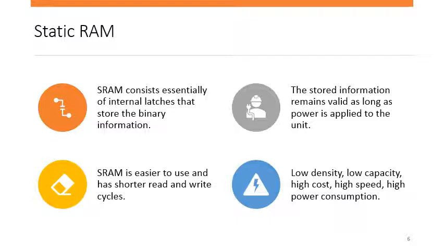As far as the static RAM is concerned, the major component, or the building block we can say, of the static RAM is the latches. It is a transistor-based structure that is used to implement the internal latches that are responsible for storing the binary information. Those are the major building blocks for the static RAM. Since we have implemented a static RAM by using transistors, or we can say latches, they are easier to use and have shorter read and write cycles.